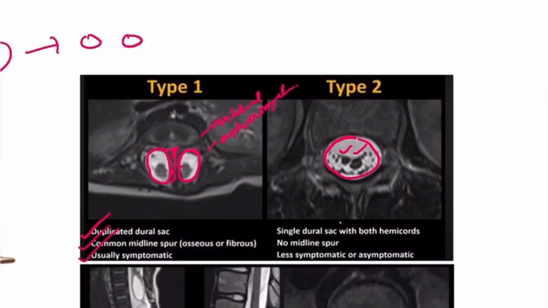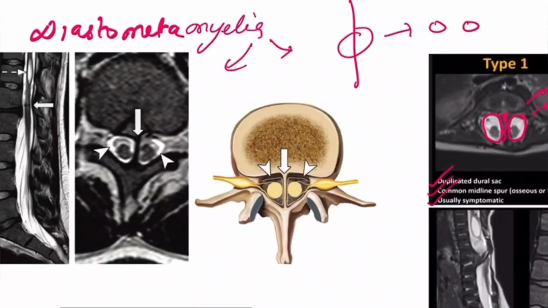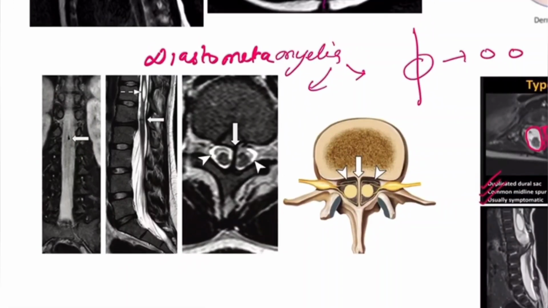Okay. Type 2, there is a single dural sac with both the hemicords. There is no midline spur, or there can be a very thin fibrous spur which is not well visualized on MRI. These are less symptomatic. There is a less severe degree of vertebral body anomalies, and a less severe degree of syringohydromyelia. Okay, so let's see these.